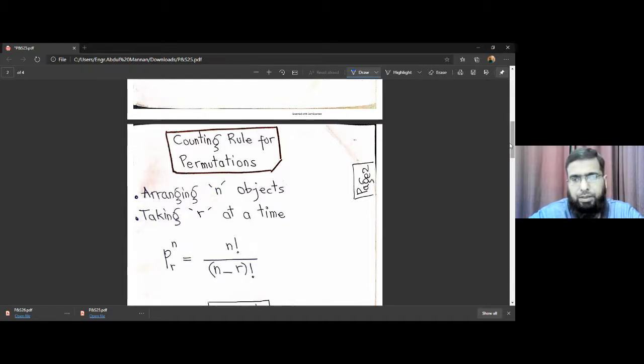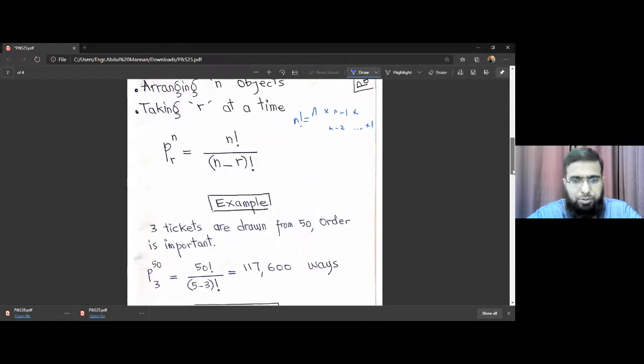It's n factorial over n minus r factorial, and we know that n factorial is n times n minus 1 times n minus 2, and we go on and on until we reach 1. So this is n factorial. For example, 2 factorial is 2 times 1, 3 factorial is 3 times 2 times 1, 4 factorial is 4 times 3 times 2 times 1. So this is how we compute factorial.